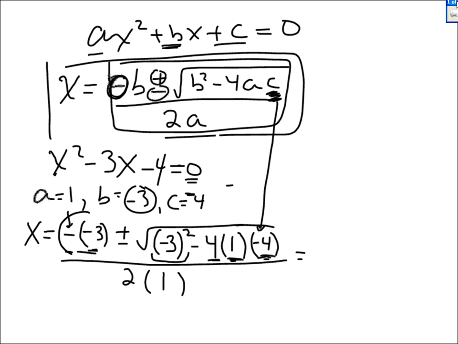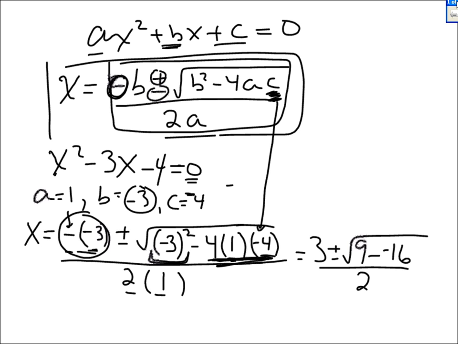All right. Negative 3 is 3, plus or minus the square root of negative 3 squared, which is 9, and this product is now negative 16. 9 minus negative 16, all over 2 times 1. The 9 minus negative 16 is 25, and I happen to know the square root of 25 is 5.